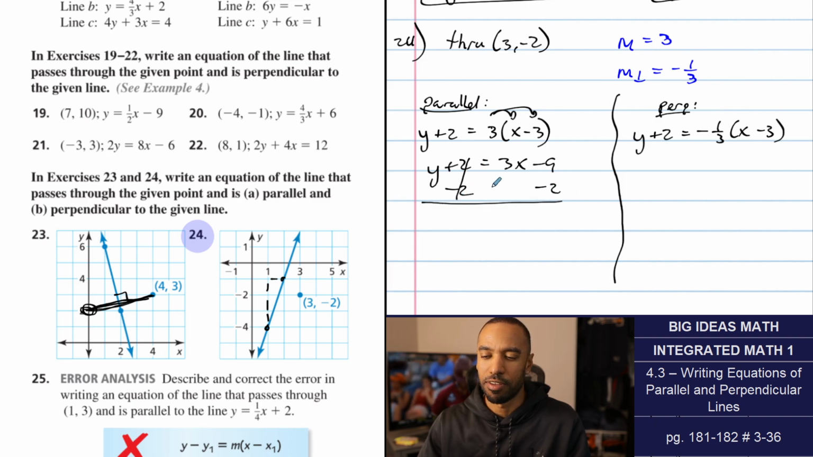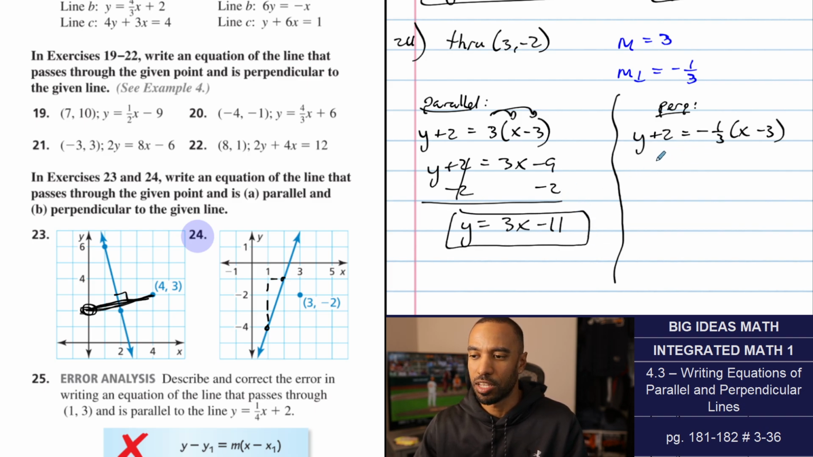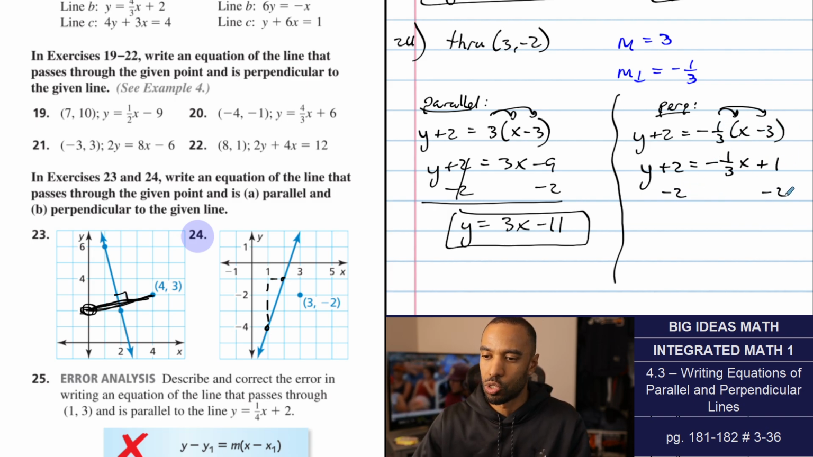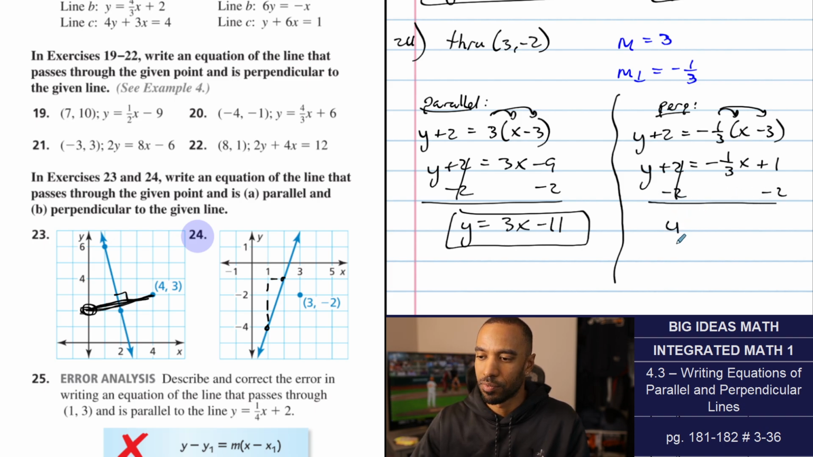I think of some other video or some other assignments where they do say write it in slope-intercept form. So let's do that. So y equals 3x minus 11 comes here. When I distribute negative 1/3 into these, at least negative 1/3 can go evenly into these. So negative 1/3 x, I mean, this doesn't matter if that's a fraction. But negative 1/3 times negative 3 is positive 1. And then I subtract 2 over on these guys and I get a negative 1. So those are the two equations.